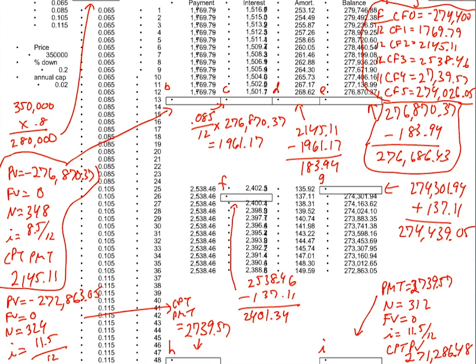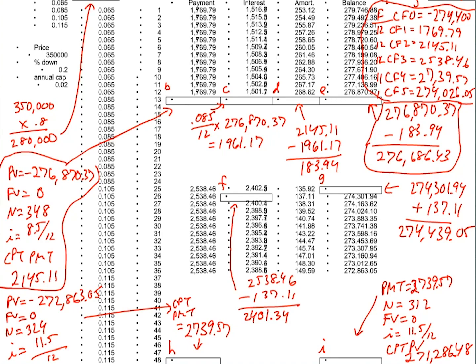To get the interest amount for this month, we'd take the 8.5% divided by 12 times that outstanding balance, the $276,870.37, which gives us an interest amount of $1,961.17. Then the difference between the payment and the interest, okay, so the payment was $2,145.11 minus the interest, $1,961.17, is $183.94, and that would go where it's labeled D, the amount that we'd amortize.